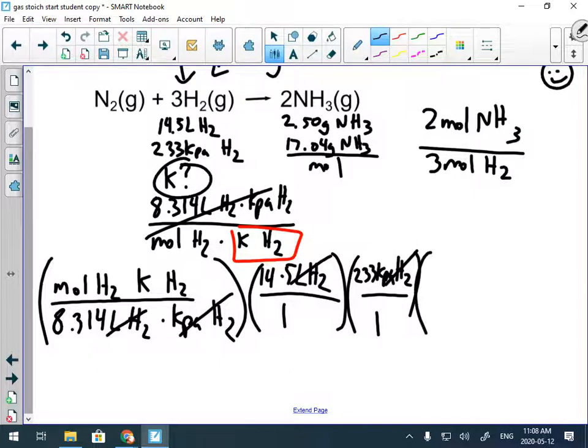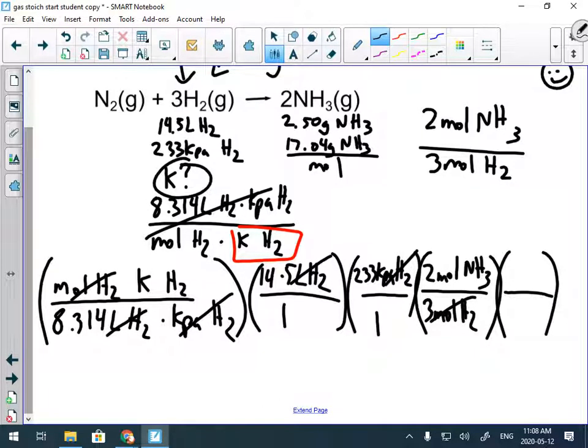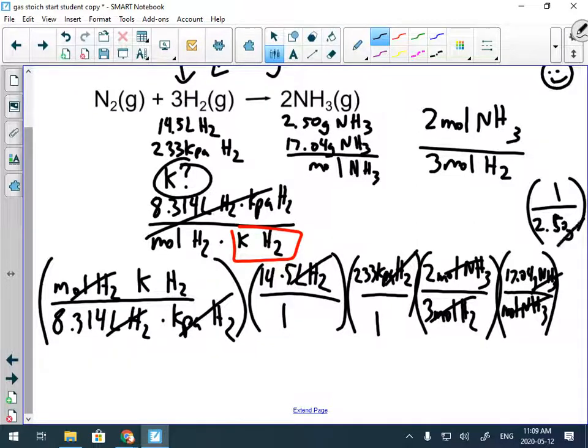Now we've got to get rid of moles of hydrogen, so let's use the mole ratio. 2 mole of ammonia over 3 mole hydrogen. So the mole hydrogen cancels. I've got to get rid of moles of ammonia, so 17.04 grams of ammonia over mole of ammonia. The mole of ammonia cancels. Then I put the grams on the bottom, 2.50 grams over 1, so the grams cancel. I know that's kind of smushed, but that's where that goes.